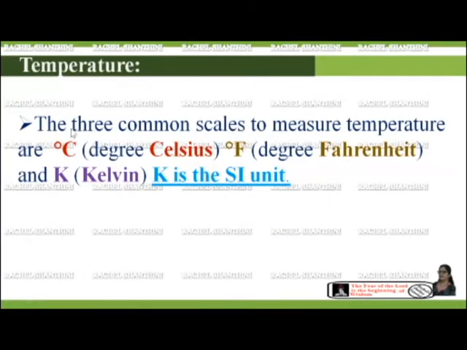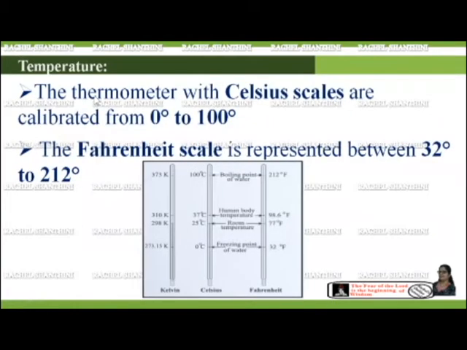Next one is temperature. The 3 common scales to measure temperature are centigrade, Fahrenheit, and Kelvin. Among these 3, Kelvin is the SI unit. The thermometer with Celsius scale is calibrated from 0 to 100 degrees centigrade, where these two temperatures are the freezing point and boiling point of water. The Fahrenheit scale is represented between 32 to 212 degrees Fahrenheit. Negative temperatures are not possible in the Kelvin scale.